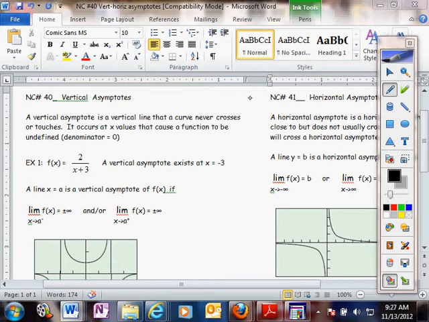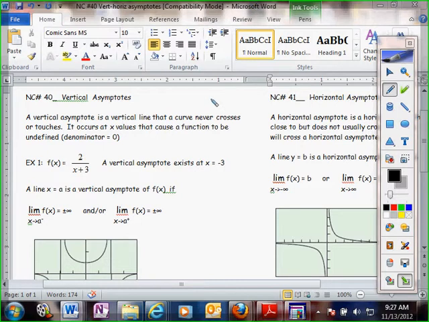Going to try to make a podcast over note cards 40, 41, and 42, graphing rational functions, and we're going to do so using the knowledge of vertical asymptotes, horizontal asymptotes, and we're also going to continue to talk about roots and zeros, and we're going to try to put a lot of things together that we've been learning and graph rational functions without using a calculator.